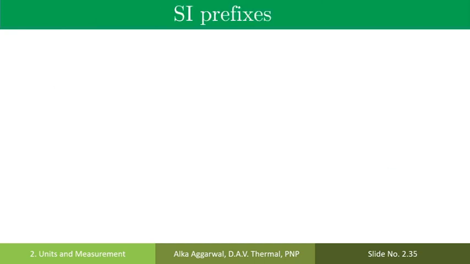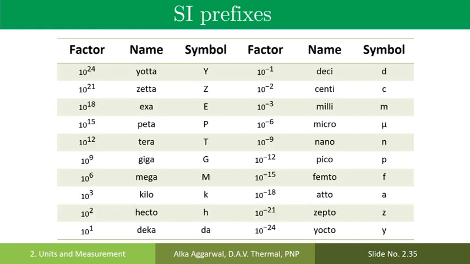Now, the prefixes. Physical quantities whose magnitude is either too large or too small can be expressed more compactly by the use of prefixes. Prefixes indicate multiples and submultiples of a unit. For example, the radius of Earth is 6.4 into 10 to the power 6 meter. In kilometer, it is 6400 kilometer. Here, kilo is the prefix. In this slide, some commonly used prefixes are listed.